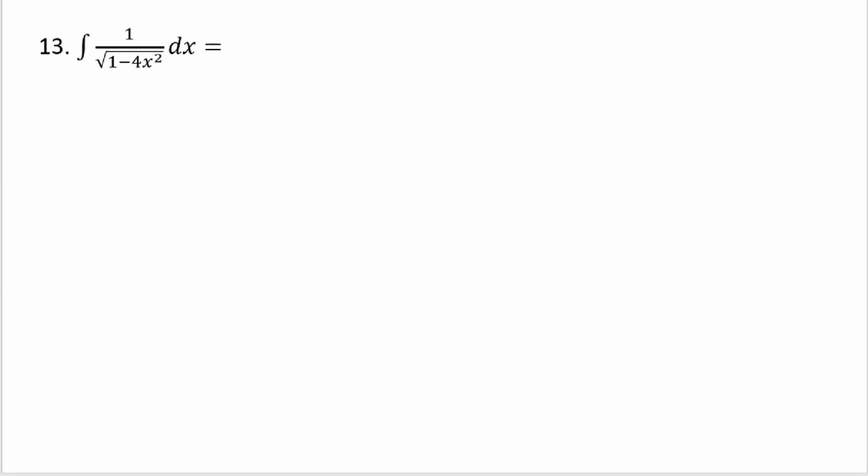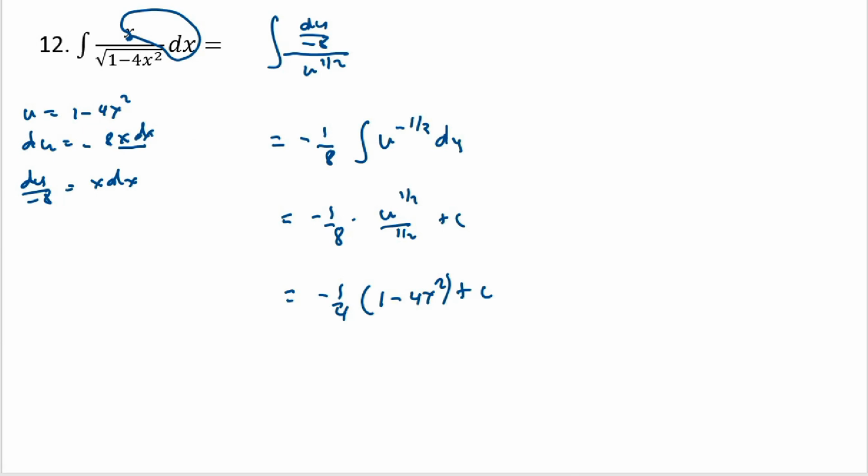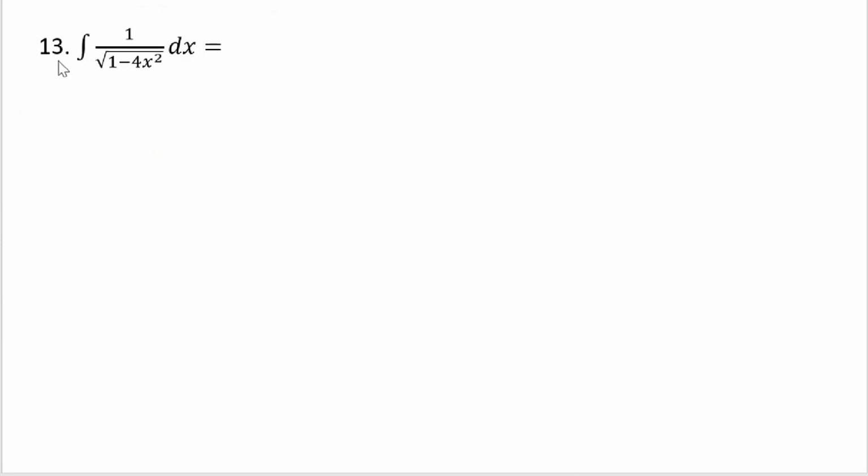In number 13, we have the integral of 1 over the square root of 1 minus 4x squared dx. So it is quite different from number 12, because the only difference between number 13 and 12 is that there is x in the numerator for number 12, while in number 13, there is no variable x in the numerator. So therefore, there is a possibility that we can use the inverse trigonometric function arc sine.